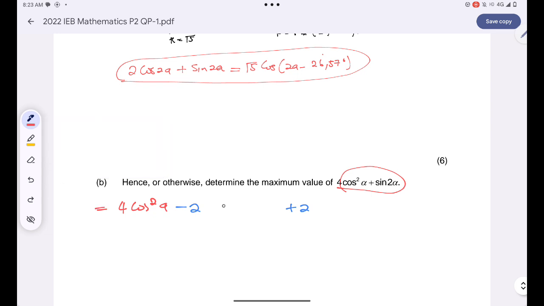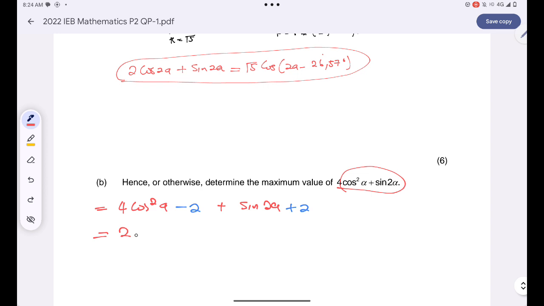Right? There's a sine 2a as well. So I've just added 0 there. There's no change that I've made. Are you together? Because minus 2 plus 2 is equal to 0. So I've just added a 0. Okay, let's see how the manipulation may help us.